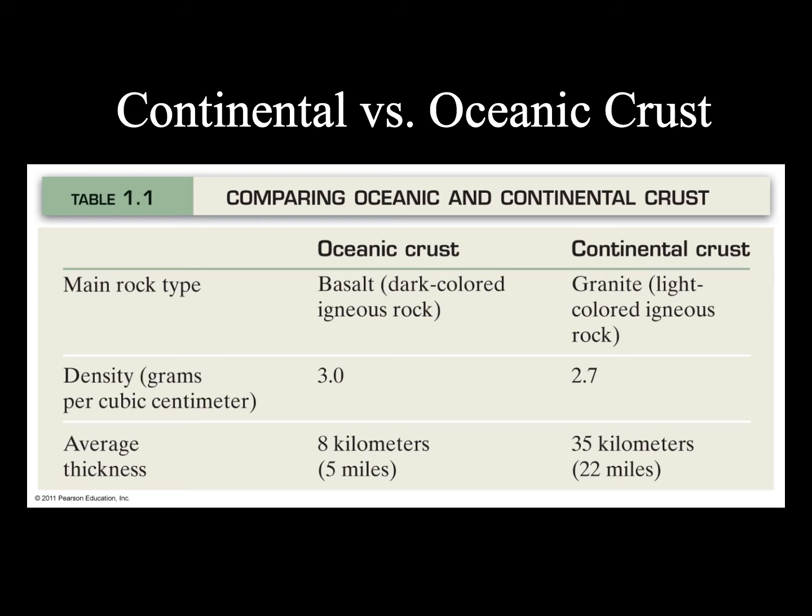The crust in different areas also has different chemical composition, meaning that it's made of different types of rock. Oceanic crust is made of denser rock, while the crust that makes up the continents is less dense. Here you can see again how much thicker the continental crust can be.